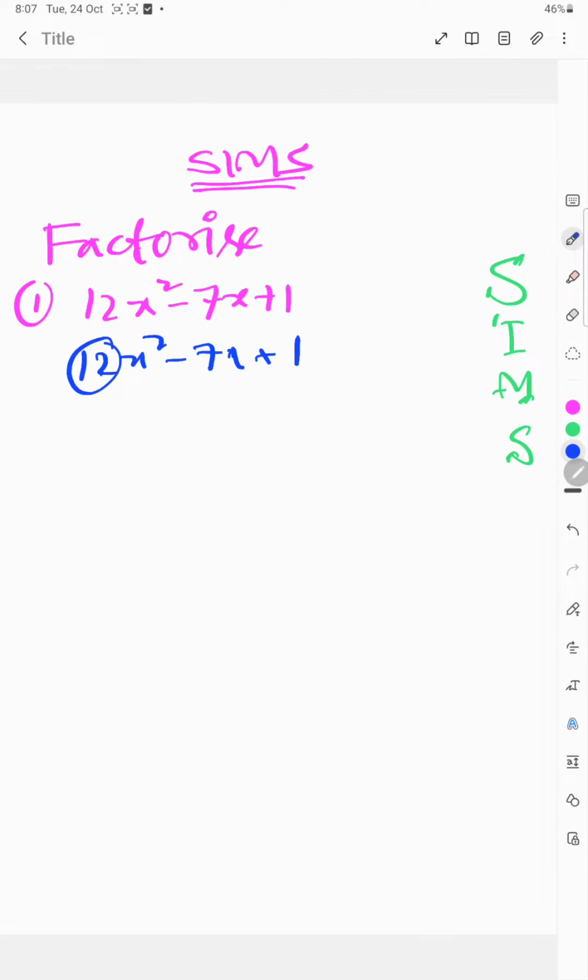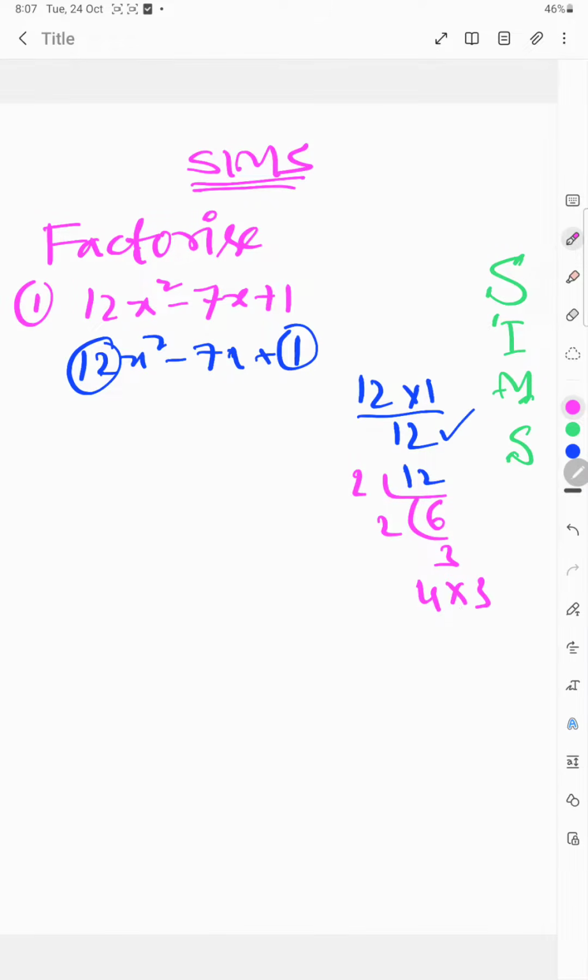X square coefficient is 12. Constant is 1. So we take both and multiply; it came 12. So 12 we take and factorize. Factorization means 2 into 6, 2 into 3, so 2 into 2 into 4 and 3.